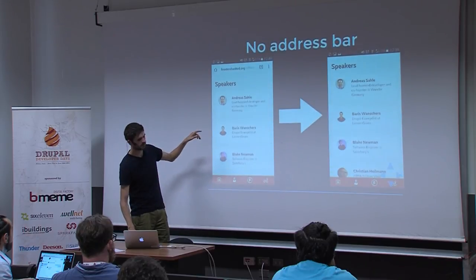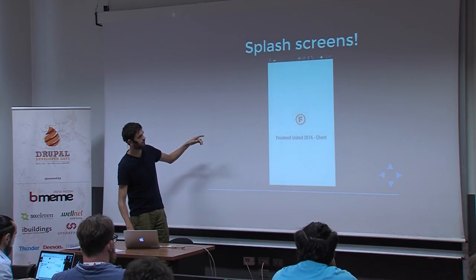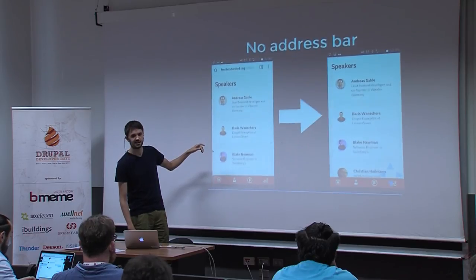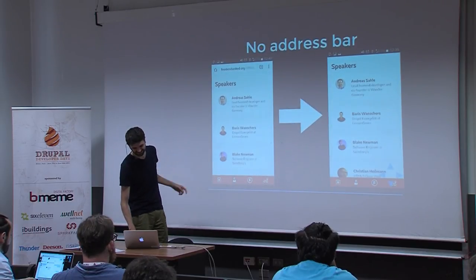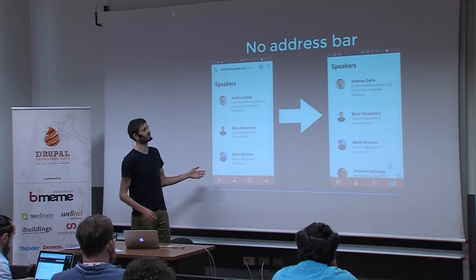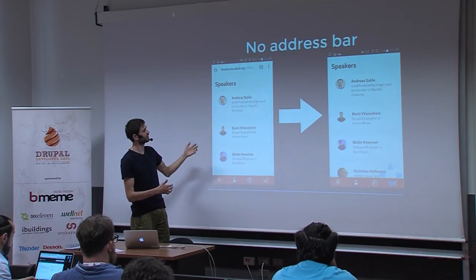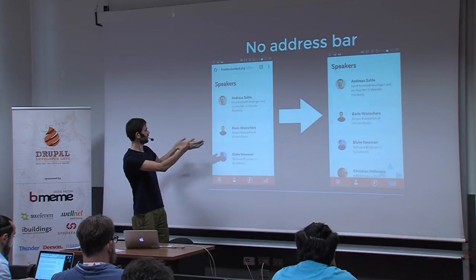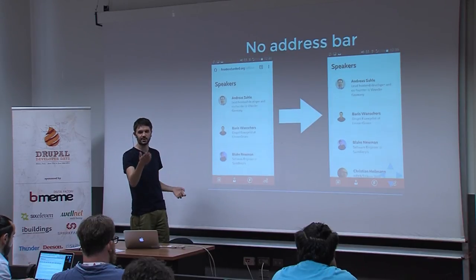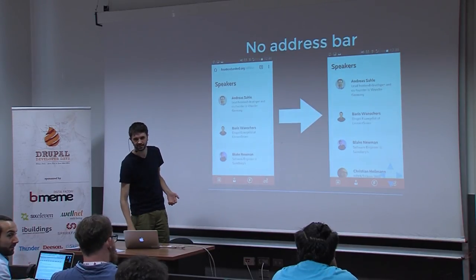All these things are defined in the web app manifest, the JSON file. You also don't have an address bar, this thing which is always in your face, so everything goes a bit more up. So Andreas is a bit more up now, which is nice.